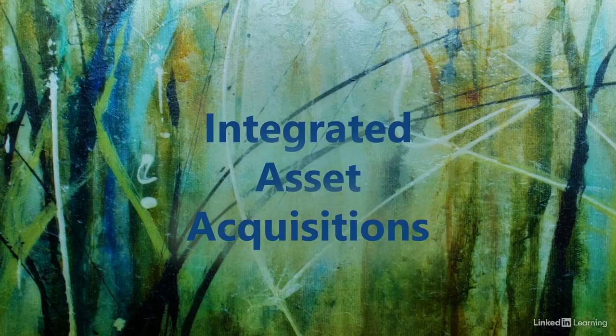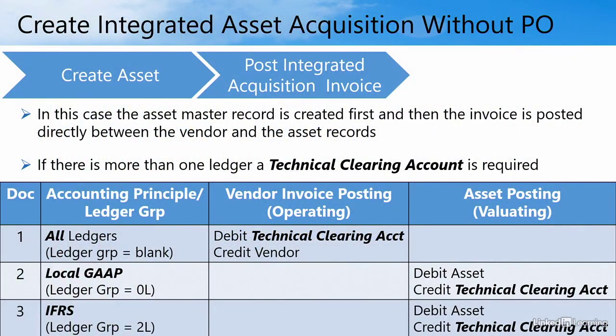This lesson will explain all about integrated asset acquisitions, where a fixed asset invoice is posted without a purchase order or goods receipt directly against the vendor account. An integrated asset acquisition is where one side of the posting is to the asset and the other side to the vendor or supplier, and where applicable VAT or tax accounts.